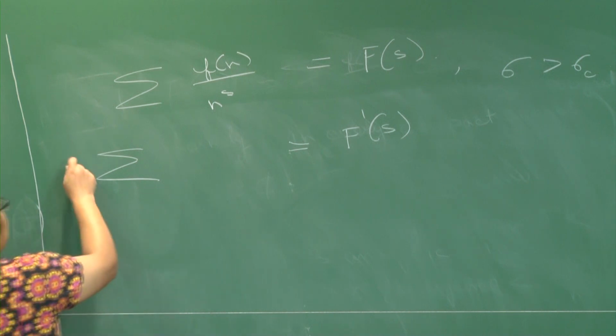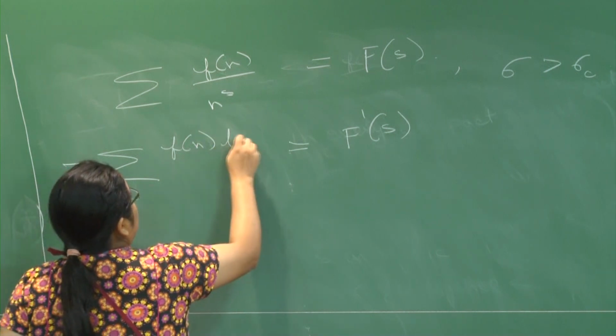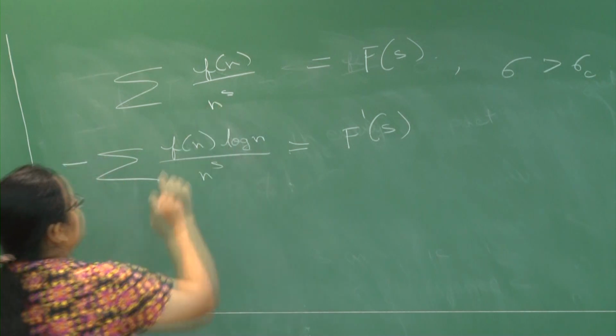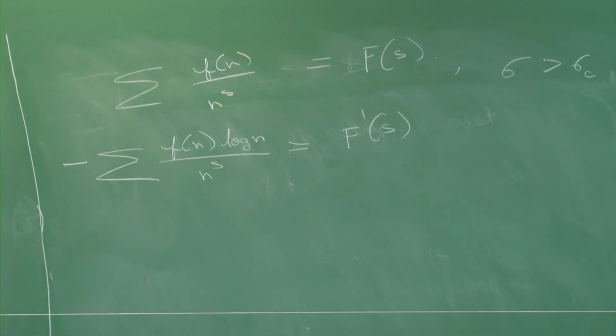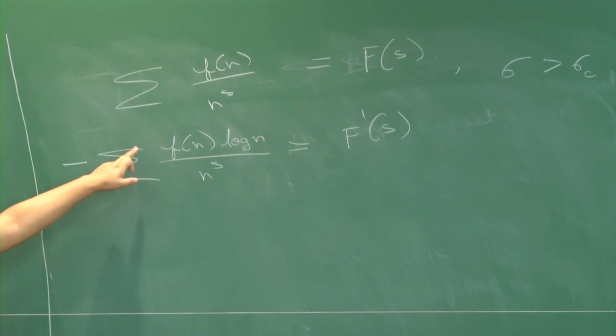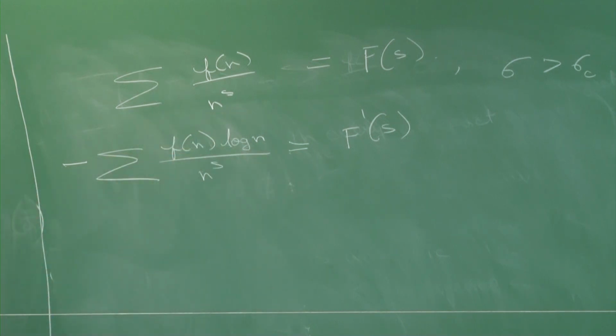But what are the term by term derivatives? These are just minus f of n log n over n to the s. Basically, you are just differentiating n to the minus s with respect to s. So that is, the derivative is n to the minus s log n, right? So here is a nice formula for the derivative of f of s in terms of the defining functions for the original Dirichlet series.